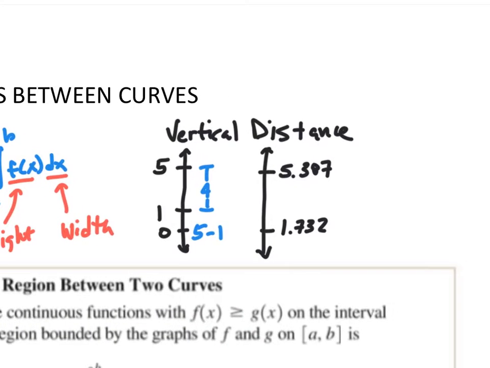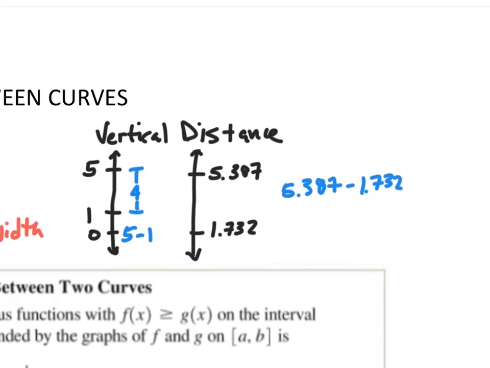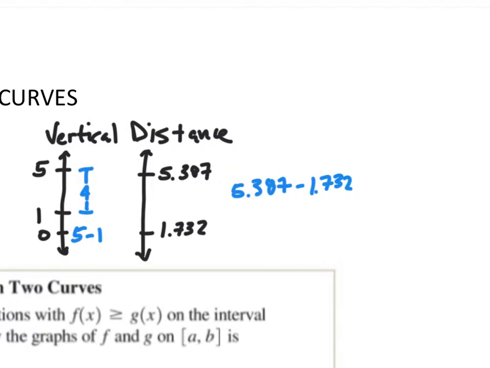And so same thing here. If I wanted to calculate the distance between those 2 points, I would take 5.387 minus 1.732. Okay, and so one of the ways I can remember this, if I'm trying to find a vertical distance, that means I want to do top minus bottom, okay? And that's kind of the big thing. That's what we've got to remember when we're talking about areas between curves.